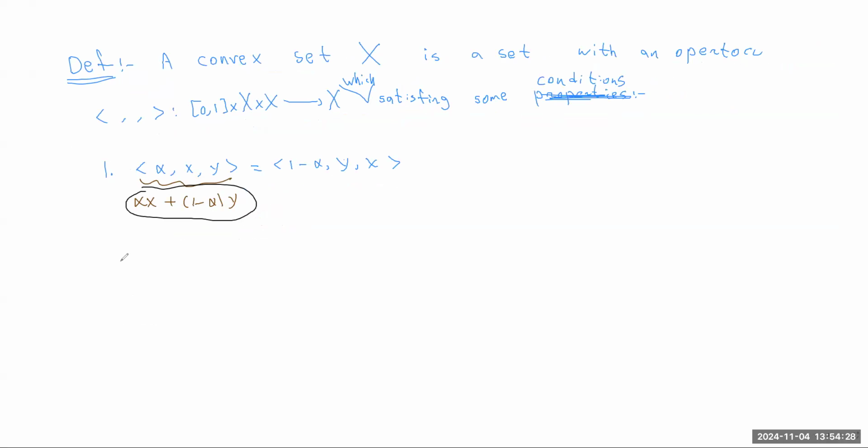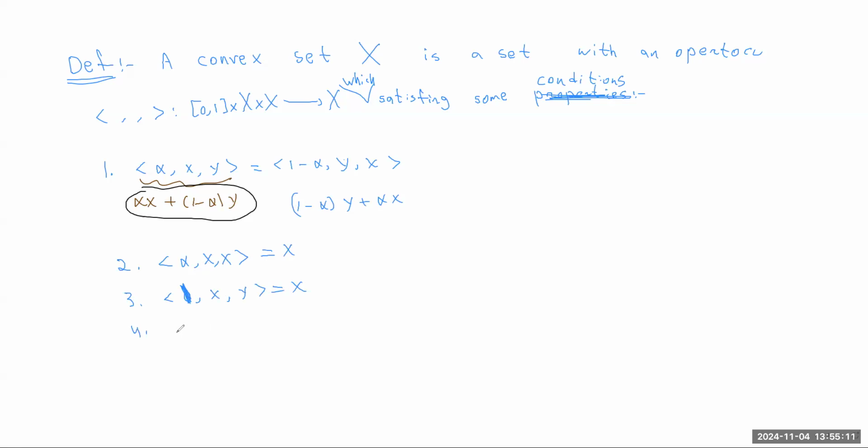So this is one of the conditions. Another condition is this one. It makes sense, right? It's like commutativity: 1 minus alpha y plus alpha x is the same. Another thing: if we take a convex combination between x and itself, we get x. Third, which is also easy: if we take 0 x y, or 1 x y, what does it give me? It gives me x, of course, again, right?